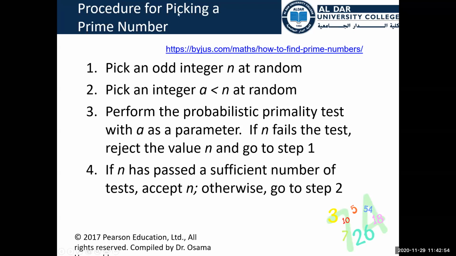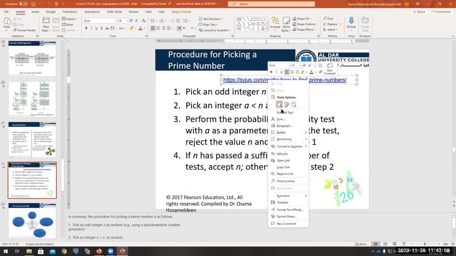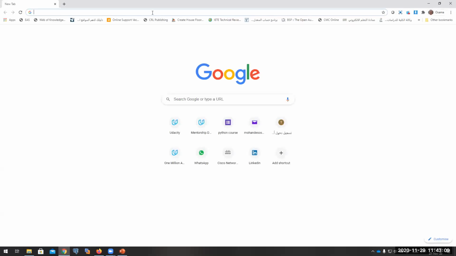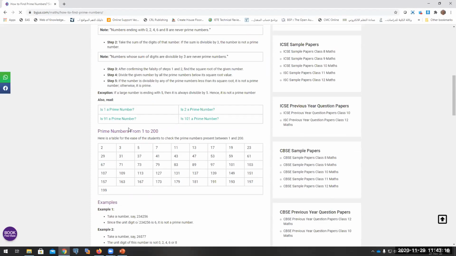If you want to read more about primality tests, you can go to this website and see all the tests that make sure whether a number is prime or not.